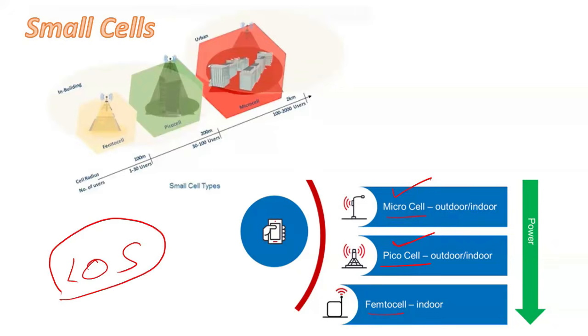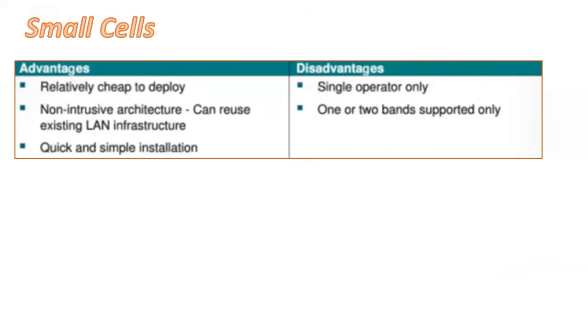So users should be in the line of sight as much as possible so that our quality may be improved, our signal may be improved, all this, right? So every small cell is basically a cell on its own. It is a complete base station plus the antenna in one box. So if I write here, first of all, it has base station plus antenna in one box, right?